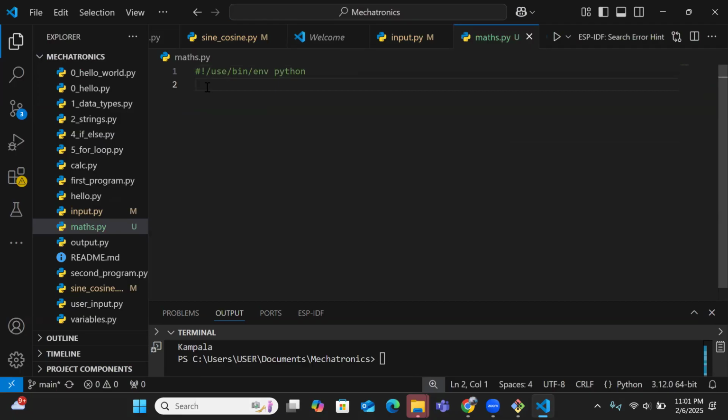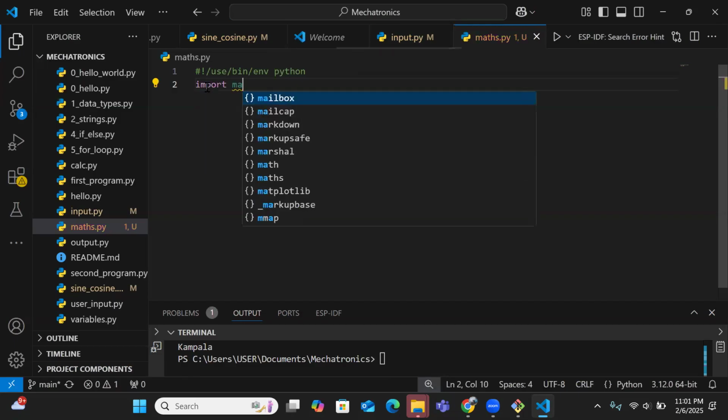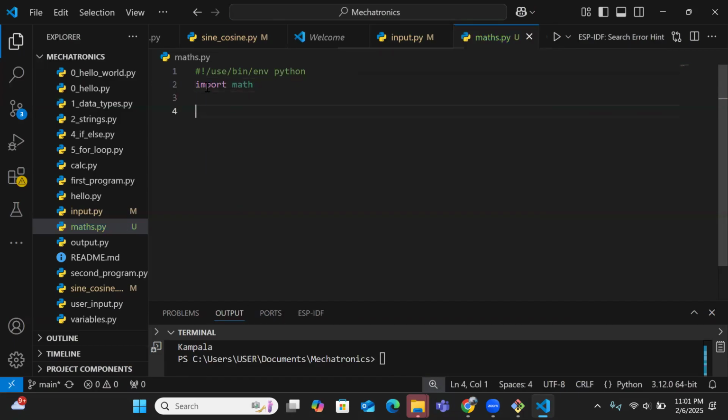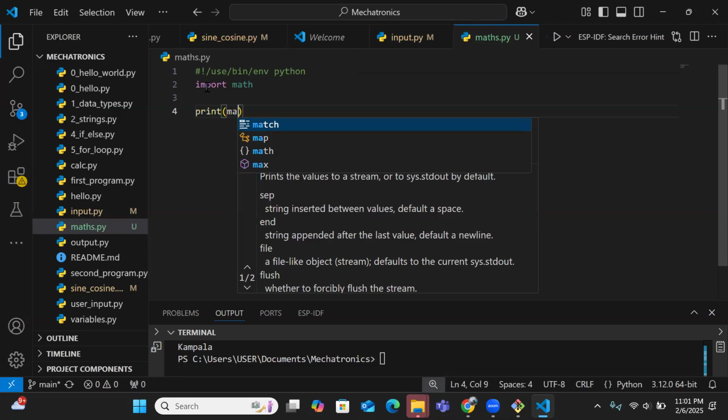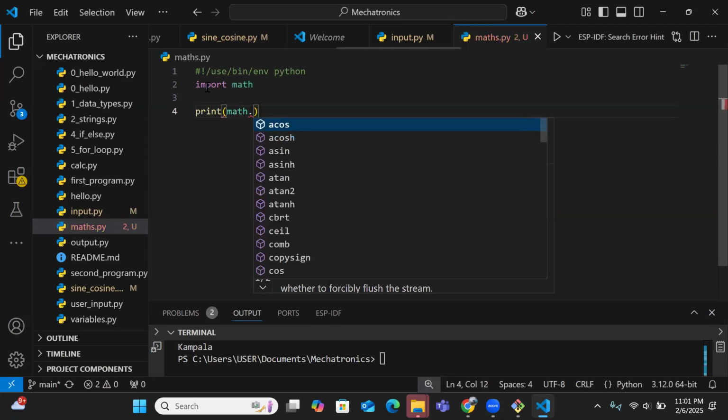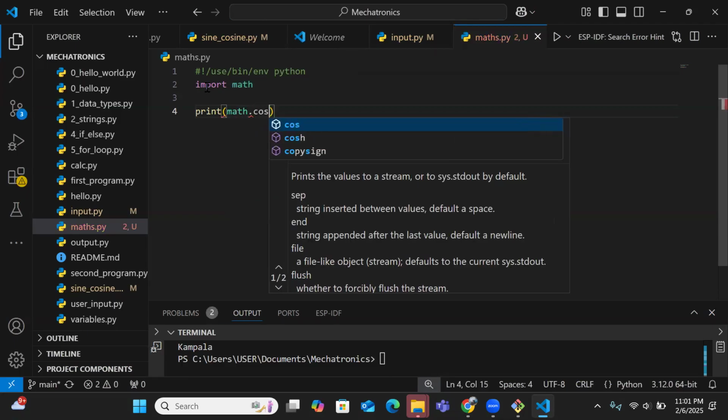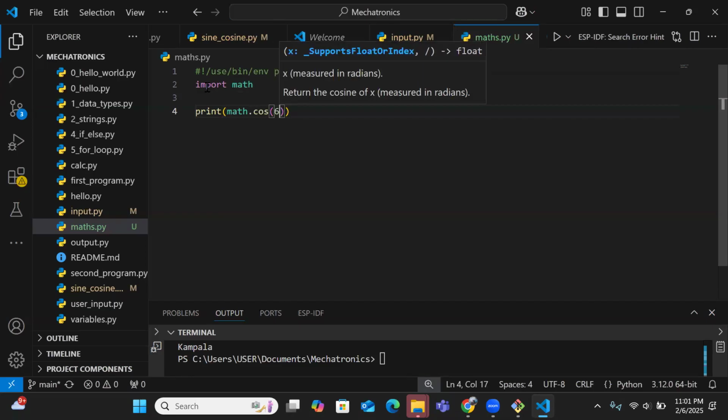So we want to learn the maths functions. And to learn the maths functions, what do we need to use? Import math. Okay. Then I want you to print math.cos(60).